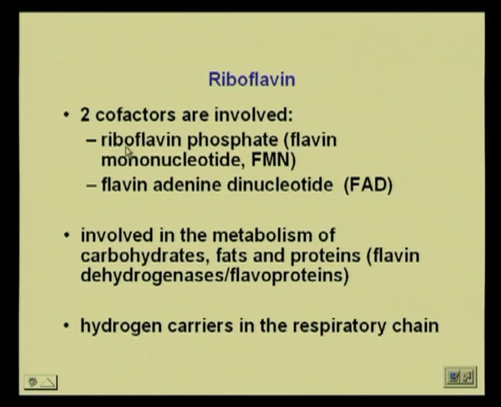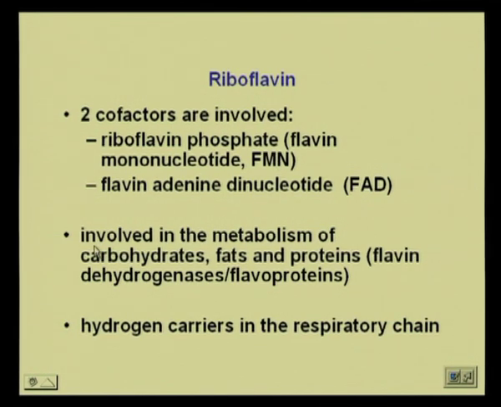We have riboflavin phosphate, which is also called flavin mononucleotide. The nucleotide means it has the phosphate. FMN, that is flavin mononucleotide, has the riboflavin and a phosphate. We have flavin adenine dinucleotide. What is adenine? We now have a purine base attached to it. We will see what the structure is in a moment.